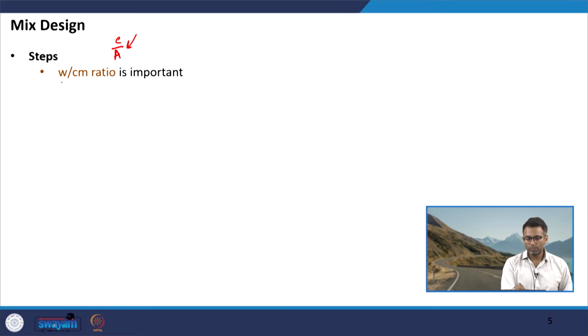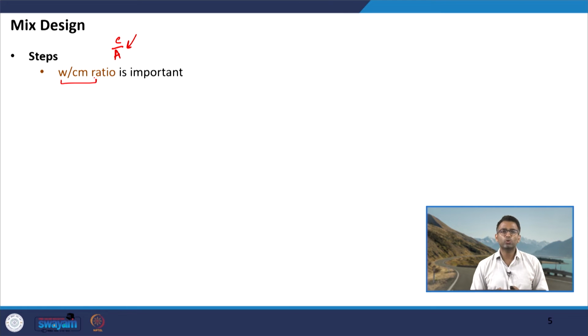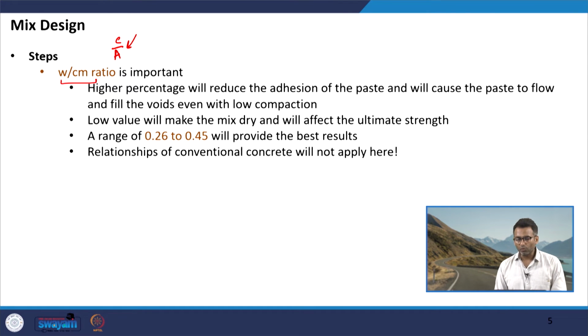However, the available specification mentions that we have to choose the water to cementitious material ratio very judiciously, because if it is very high, it will reduce the adhesion of the paste. Now, try to understand what paste is here. It is a combination of cement and water, and it has to bind the coarse aggregate particles and maintain the stability of the coarse aggregate skeleton.